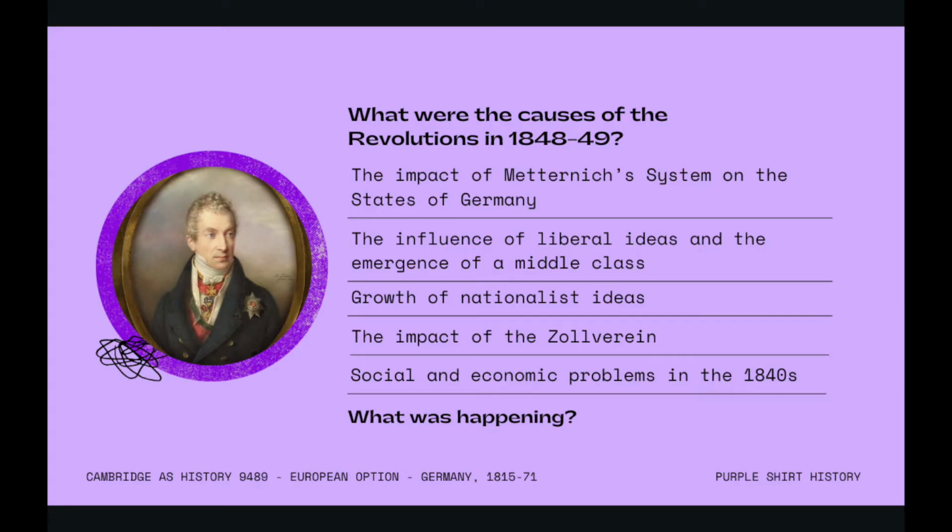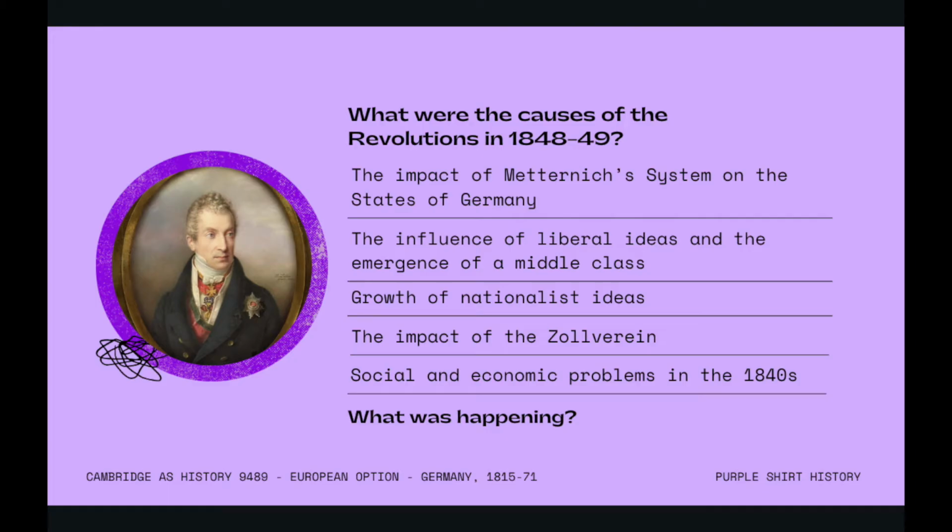So the growth of nationalist ideas in many countries, not just France or Prussia or Austria, but Hungary, Italy, other places, they really start to demand new rights and freedoms and the end to this medieval absolute monarchy style of government that they've been living under.